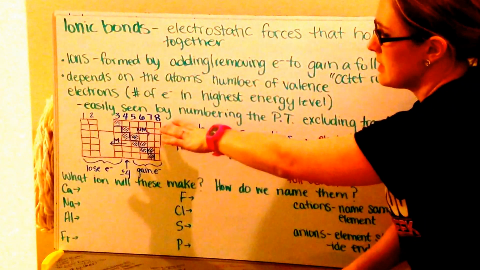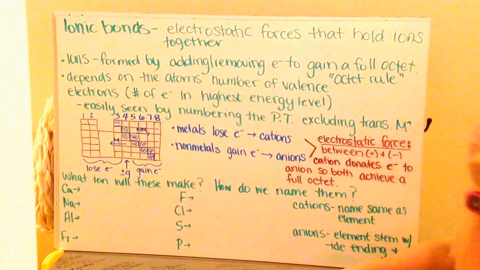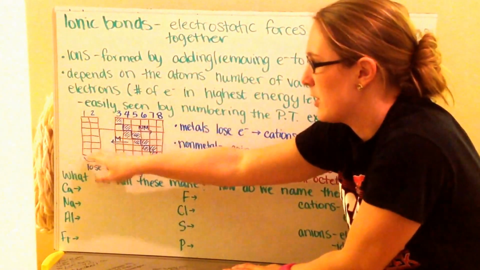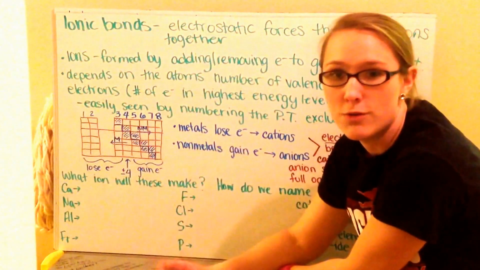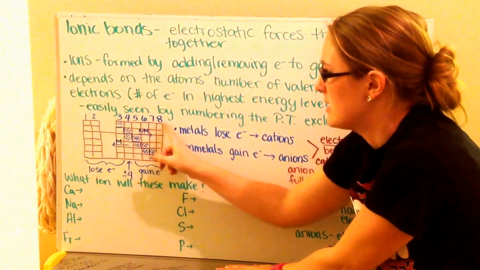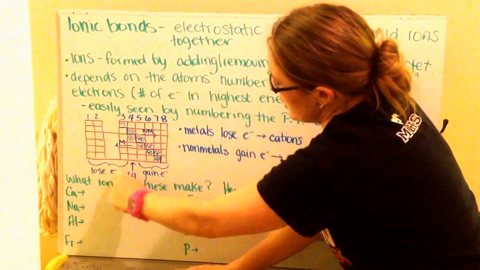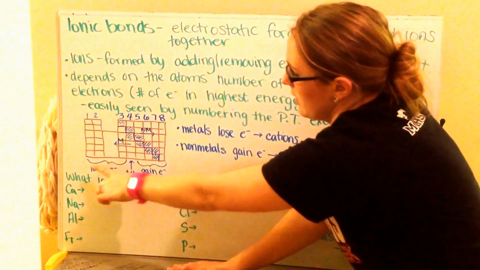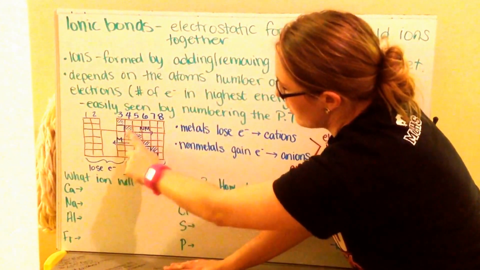This is easily seen if we number the periodic table excluding my transition metals. An example of this is shown here. I have my periodic table, group 1 and group 2. If I get rid of my transition metals and don't factor those in when numbering, then we have group 3, 4, 5, 6, 7, and 8 being my noble gases. For my first three groups, 1, 2, and 3, it's easier for them to lose those valence electrons to get down to 8. Group 4 can go either way.